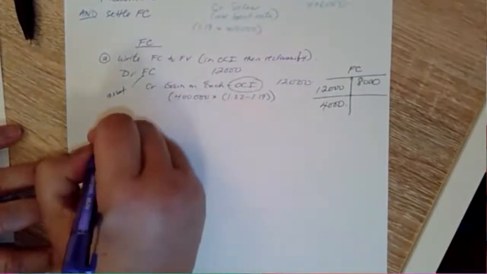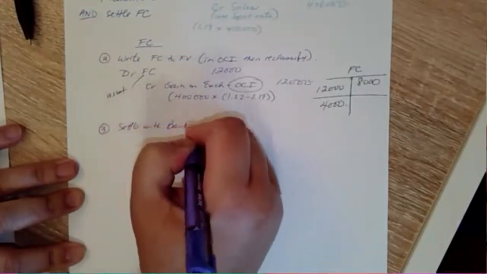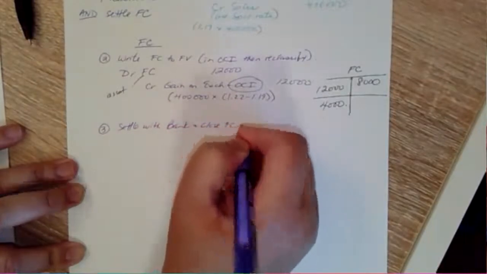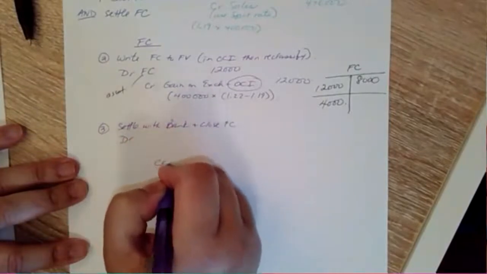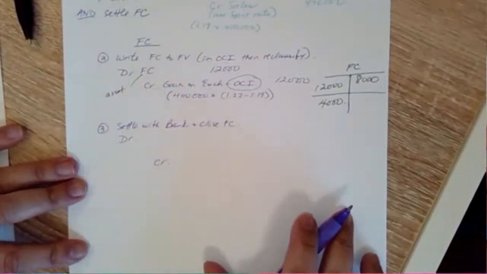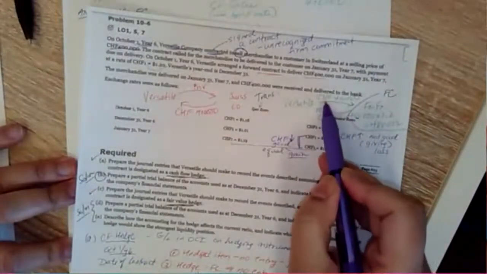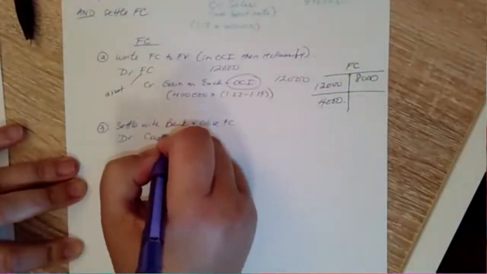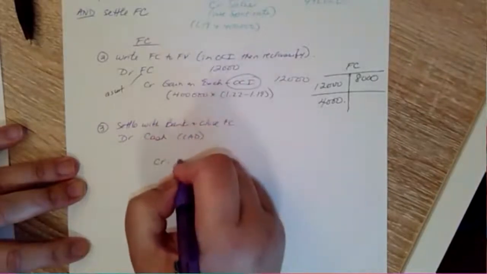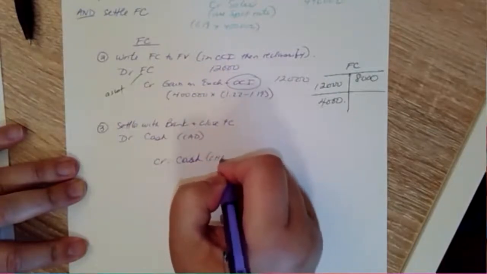Now the third step we have to do is settle with the bank and close the forward contract. So you can do this with one entry to cash. I like to do it with two, but you can net them out. So looking at our little forward contract, we're going to get Canadian dollars, give the Swiss currency. So we're going to get cash in Canadian dollars and give away, oh, I meant to write cash, sorry about that, cash CHF.